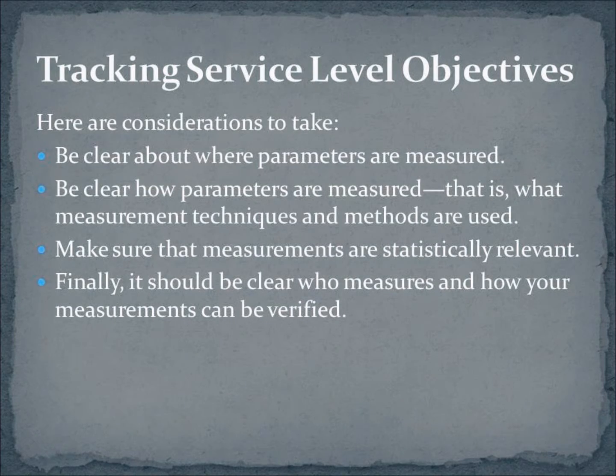Second, be clear how parameters are measured. That is, what measurement techniques and methods are used. Will actual production traffic be measured? Or will additional probes be used that inject test traffic? In some cases, there could be a question about how to calibrate measurements. For example, if you measure packet delay between two different points in the network, how do you make sure that you are adequately capturing the difference between the time the packet was sent and when it was received? If you use the local time at each end, questions about the accuracy of such measurements could arise.